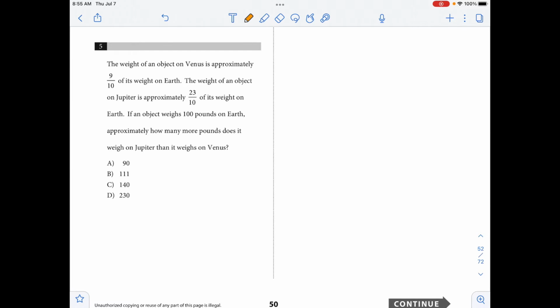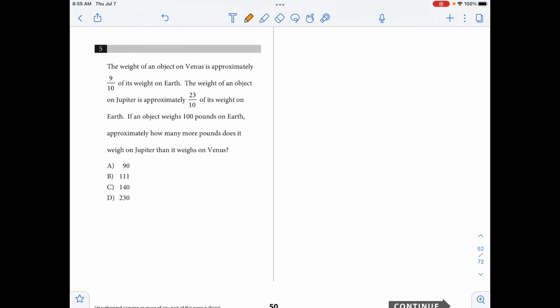Okay, so for this case, what I think we can do is pick 100 pounds. It weighs 100 pounds on Earth. How many more pounds does it weigh on Jupiter than it weighs on Venus? If it weighs 100 pounds on Earth, on Venus it weighs 9/10 of its weight on Earth. So we multiply by 9/10, and that gives us 90 pounds.